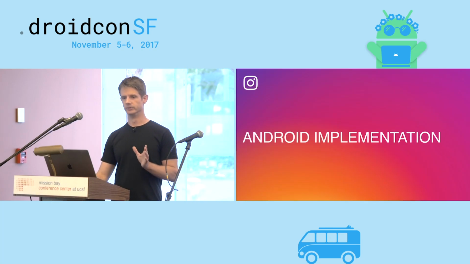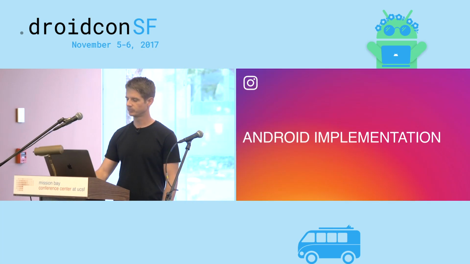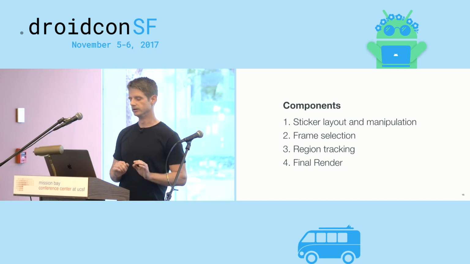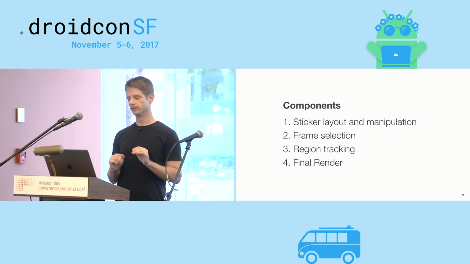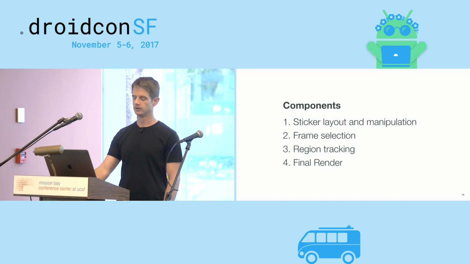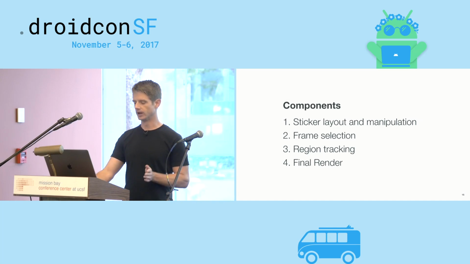So with the design ready, we set about implementing this on Android. And to break down the process of building this, I'll talk about these four components of the build. First, general sticker layout and manipulation during the edit step. Next, the video frame selection UI that allows the user to scrub through the video to find the subject that they want to pin to. Then I'll talk about some details about how we integrated with a native region tracking library developed by the Facebook Applied Machine Learning team. Finally, how we render the region tracked stickers into the final output video.